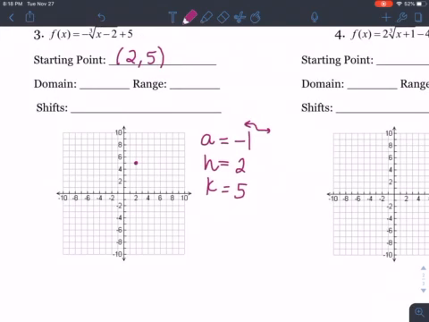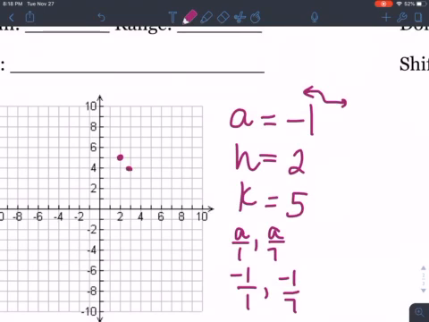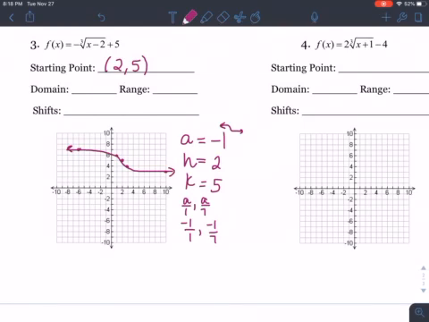All right, so now we're going A over 1, A over 7. So -1 over 1, -1 over 7. Down 1 over 1, 2, 3, 4, 5, 6, 7. Up 1 over 1, 2, 3, 4, 5, 6, 7. There we go. Awesome. Your domain, negative infinity to infinity. Your range, negative infinity to infinity.